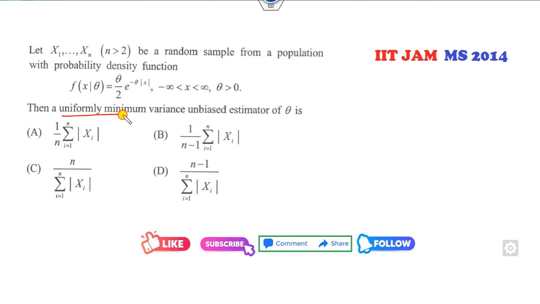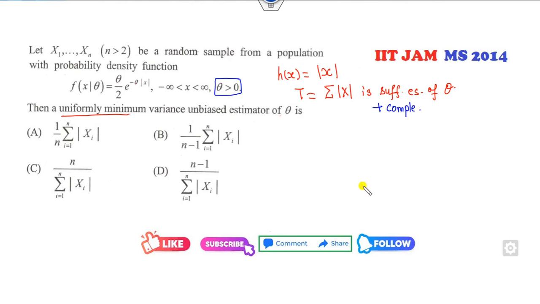Look at this another one. Your target is to find the UMVUE of theta. Again, you can see what is my h(x)? h(x) is mod x. So what is my T? That is the summation of mod x. Fine. So this is my sufficient estimator of theta. Now how can you prove the complete? You can see a range is given to you, so theta is greater than 0. So therefore this will also be complete. Moreover, remember also one more tip that comes directly to my mind.